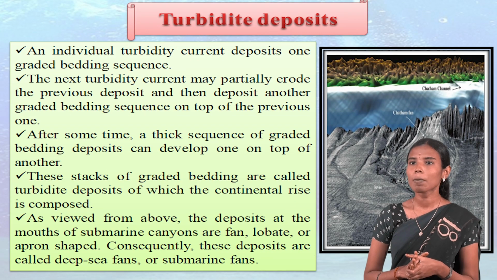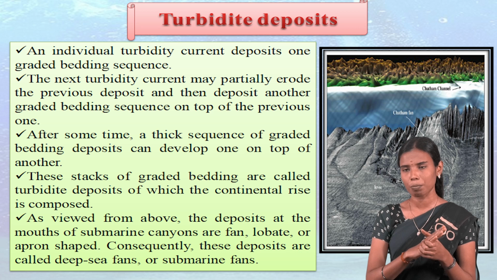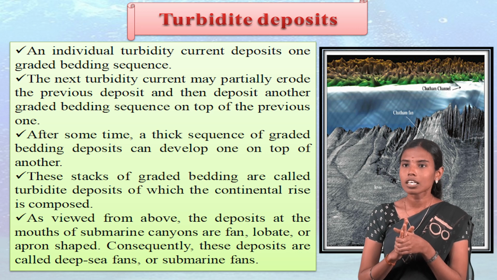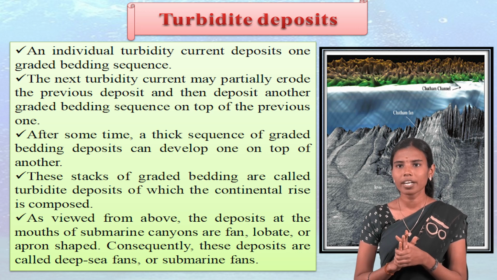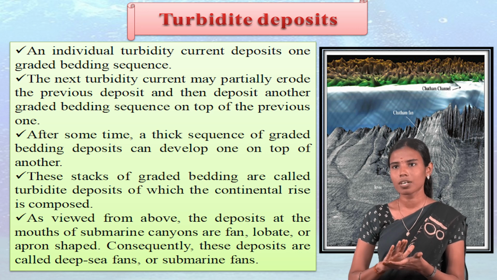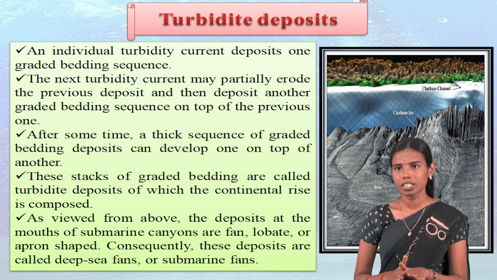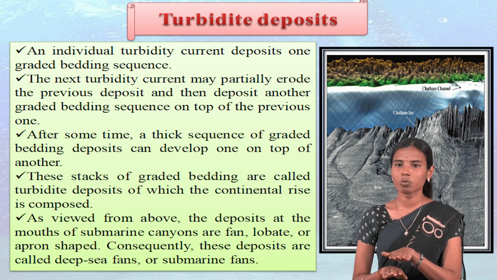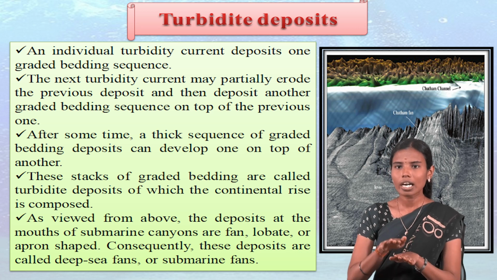Next one is the turbidite deposit. As I already told, turbidity current carries the sediments from the river and deposits them in the submarine canyon. That deposit is called a turbidite deposit. An individual turbidity current deposits one graded bedding sequence. At a time, a turbidity current deposits a single turbidite bed. The next turbidity current may partially erode the previous deposit and then deposit another graded sequence on top of the previous one. After some time, a thick sequence of graded bedding deposits can develop one on top of the other.